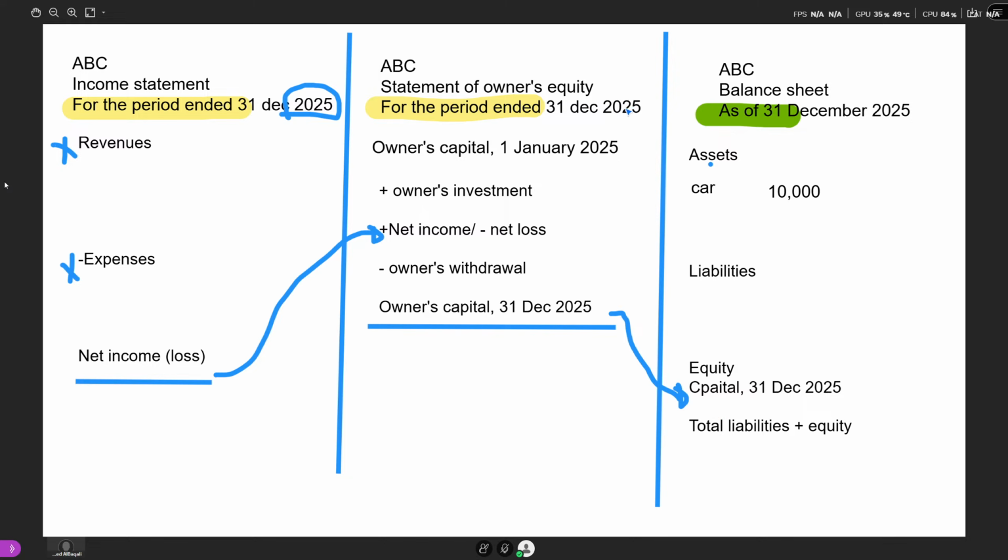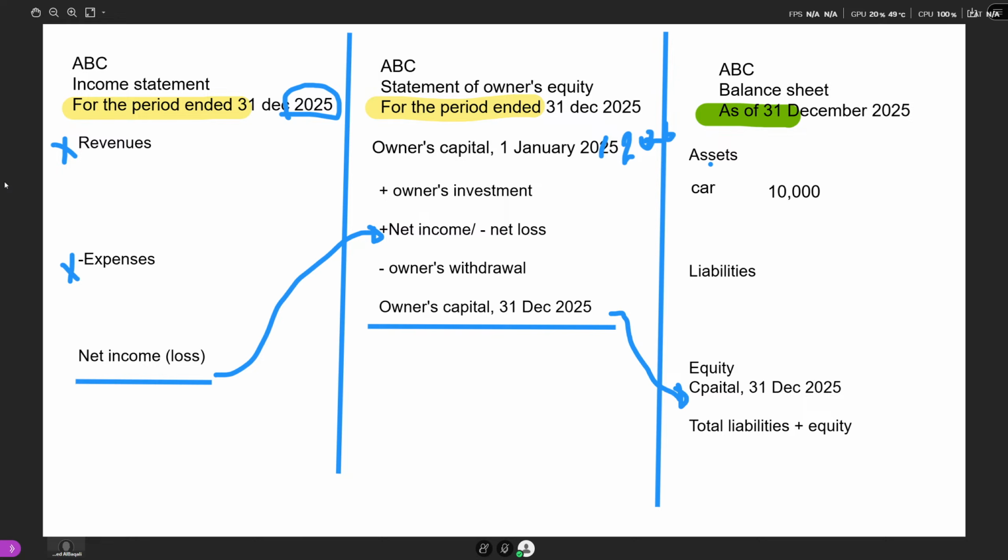So next year, in 2026, when I prepare a statement of owner's equity, I will start with my owner's capital on 1st of January 2026, which is nothing but equal to the owner's capital on 31st of December 2025, your bottom line in here. Then you will add your owner investment in 2026, the net income you made in 2026, and the owner withdrawals in 2026. That will help you get your capital at the end of the period.